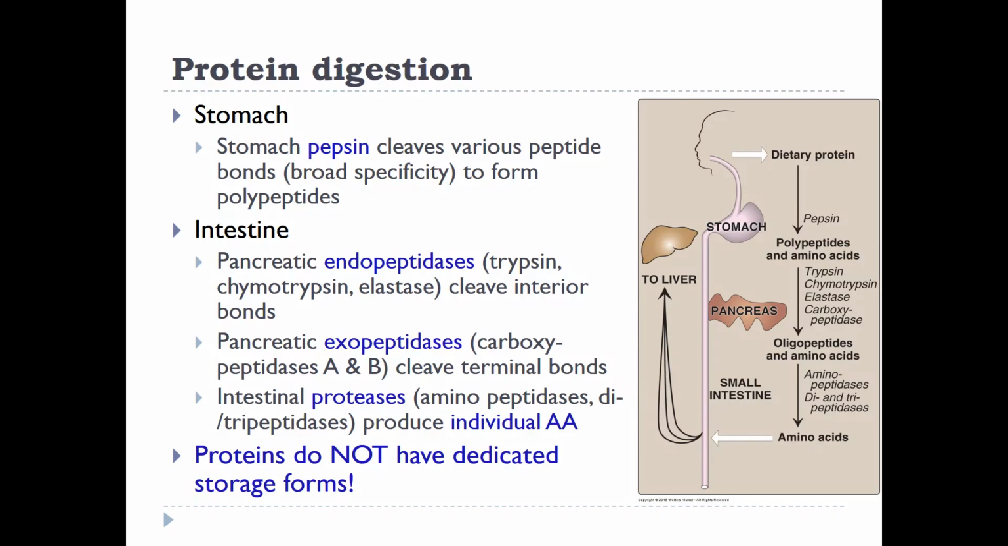Let's start with dietary proteins. In order for dietary proteins to contribute to either energy metabolism or the pool of essential amino acids, the protein must be digested down to the level of free amino acids, which can then be absorbed from the intestine into the bloodstream and used in various metabolic processes.